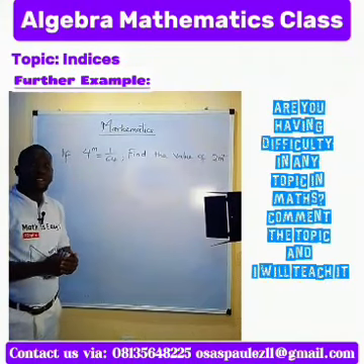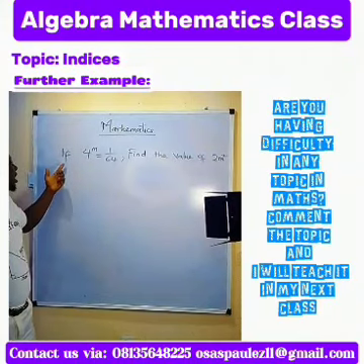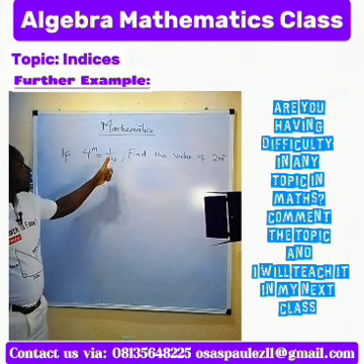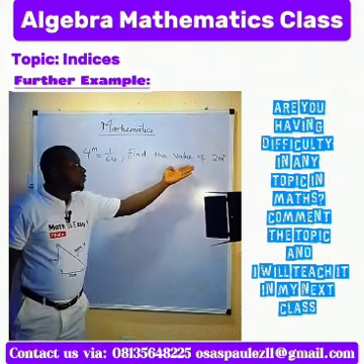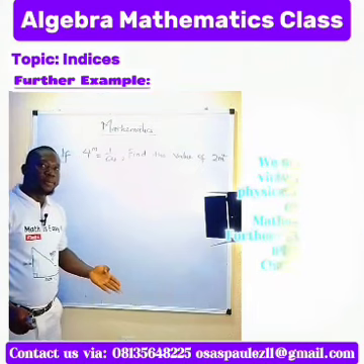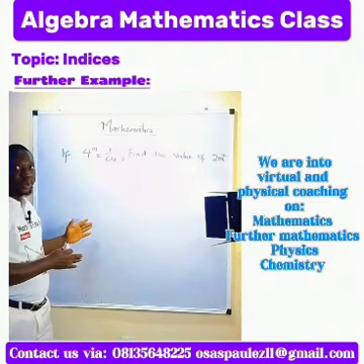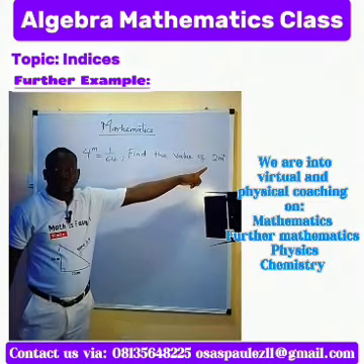Now look at another question. It says if 4 raised to power m equals 1 over 64, find the value of 2m squared. Okay, this is another tricky question. Find the value of 2m squared.